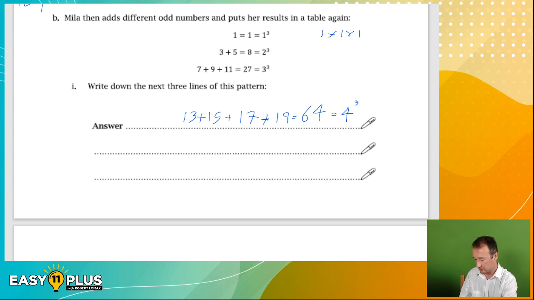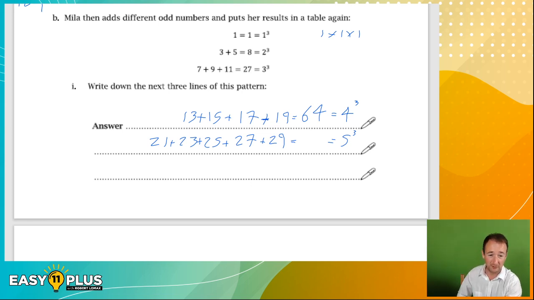Okay, now the next one is going to end up as 5 cubed. And that means it's going to have 5 numbers in it. So we're going to start a little bit earlier along. It's going to be 21. Oh, that's a 3. Ouch. Okay, 21, because we finished the last line with 19. 21 plus 23 plus 25 plus 27 plus 29 equals something equals 5 cubed. 5 times 5 is 25, 25 times 5, whoops, 25 times 4 is 100, 25 times 5 is 125.